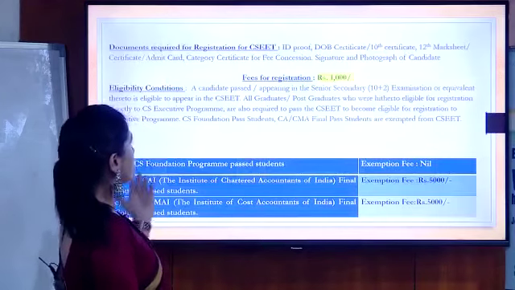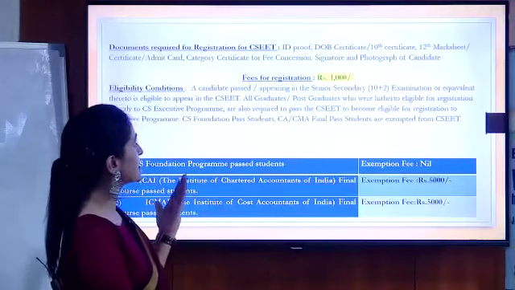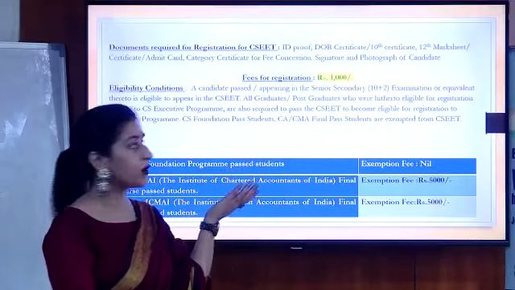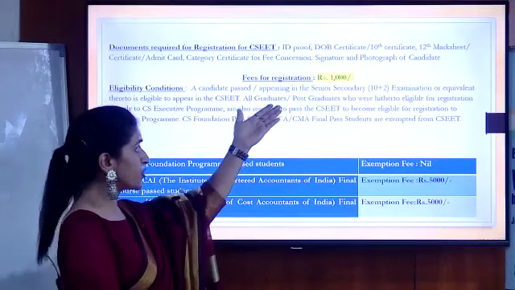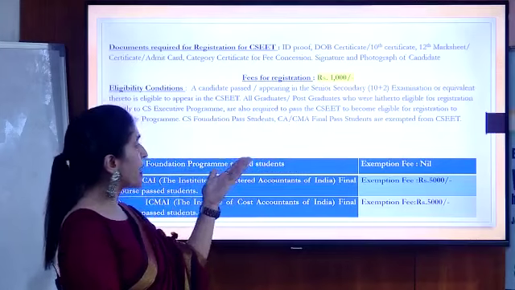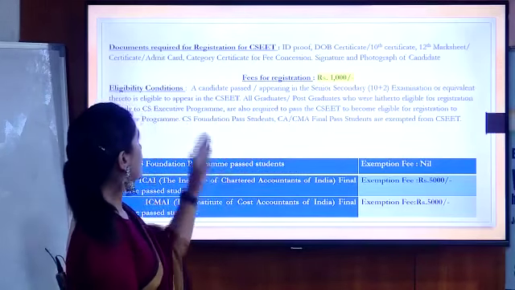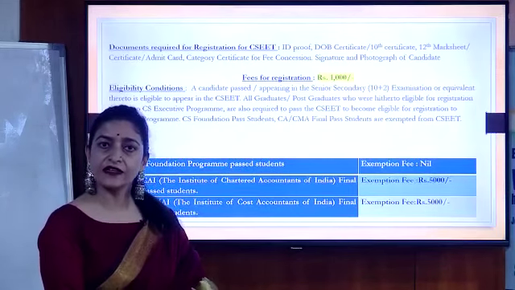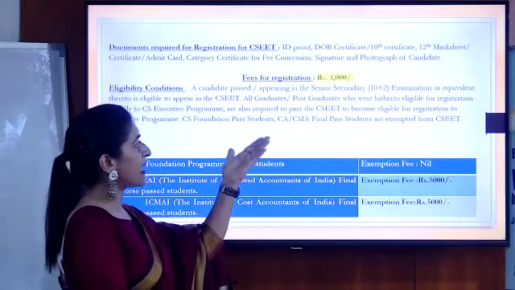Now, what are the documents required for registration into the CSEET examination? You require your identity proof. Any kind of identity proof which has your photograph will work. Then you would require either your DOB certificate or 10th certificate. You will require your 12th pass mark sheet, and in case you are appearing in 12th, you would require your admit card. You also need a category certificate in case you want to avail any fee concession. The details regarding fee concession are also available on the website of the institute. And then your signature and photograph.